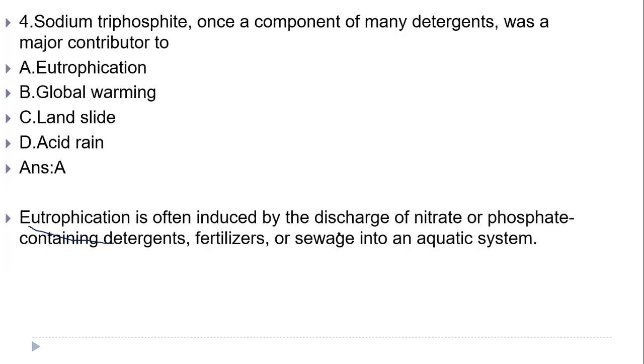And it is often induced by the discharge of nitrate or phosphate containing detergents, fertilizers, or sewage into an aquatic system. Most of the time this eutrophication occurs in water bodies where people are washing their clothes, or which are near some farmland or sewage system. So sodium triphosphate contributes to eutrophication, which is the aging of water bodies, and it occurs due to the discharge of nitrate or phosphate containing detergents, fertilizers, etc.